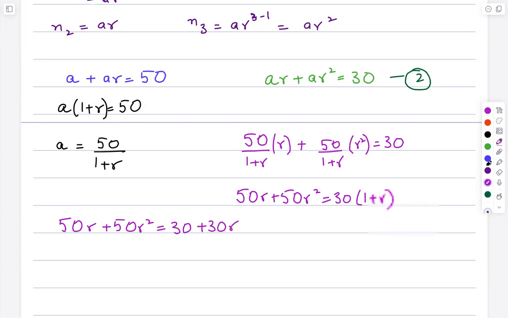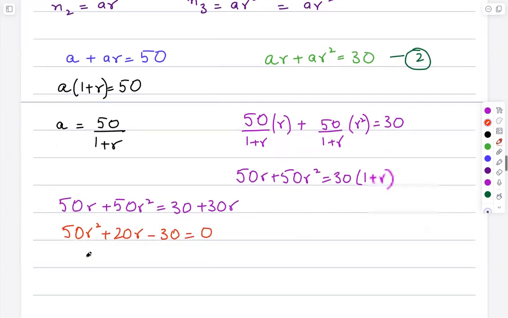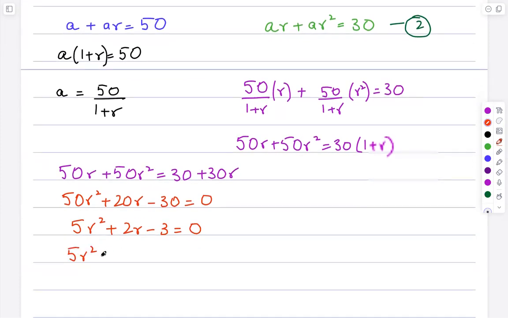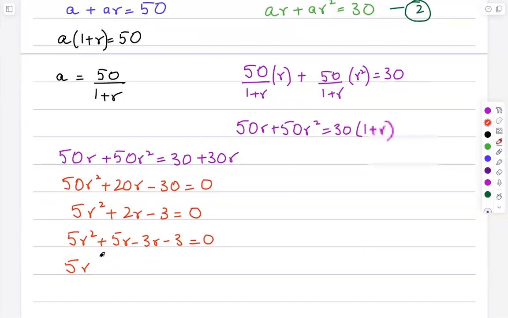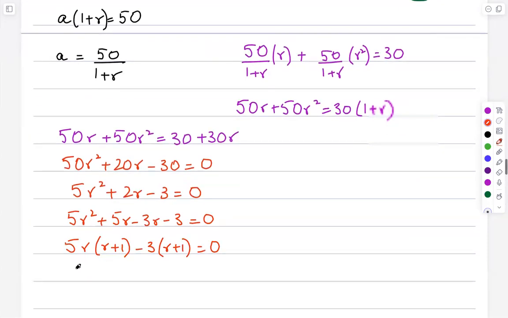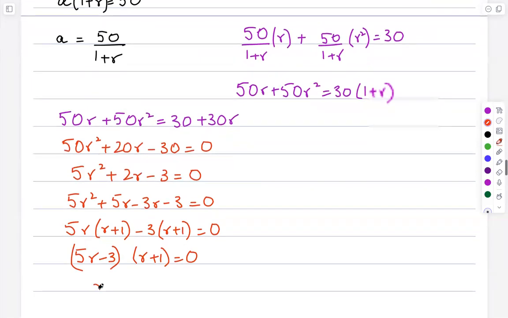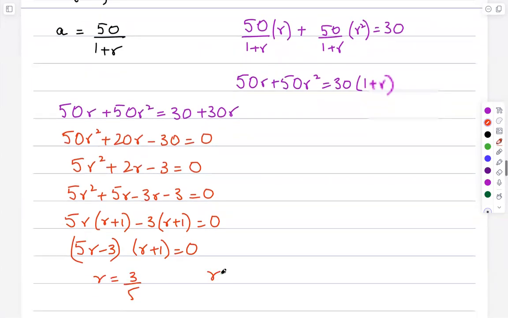Bringing the 30 and 30r to the left hand side, we'll get 50r squared plus 50r minus 30r, which becomes plus 20r, and the 30 comes to this side and becomes minus 30 equals 0. Dividing the equation by 10, we'll get 5r squared plus 2r minus 3 equals 0. Factorizing this, we'll get 5r squared plus 5r minus 3r minus 3 equals 0. Taking 5r common, this will be r plus 1, and taking 3 common, we'll get r plus 1. Simplifying this, we'll get 5r minus 3 and r plus 1 equals 0. So the two values of r will be 3 upon 5 and r equals minus 1.